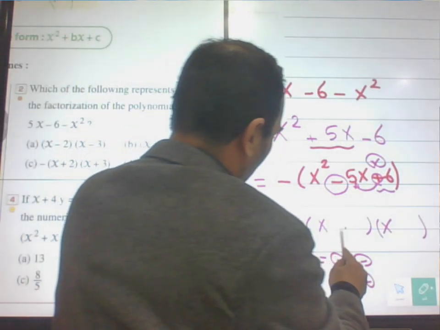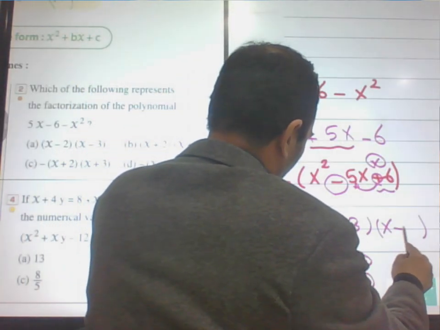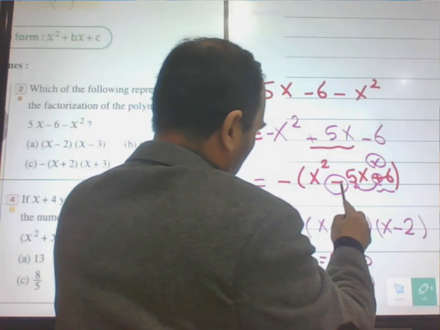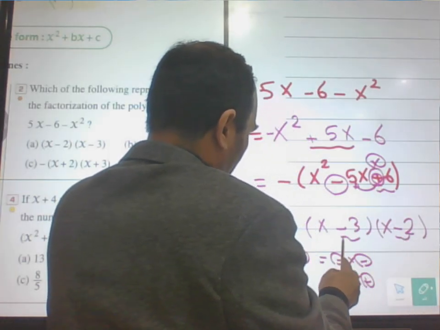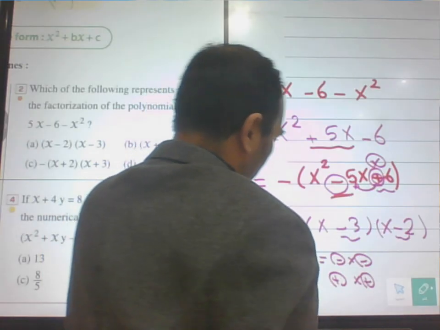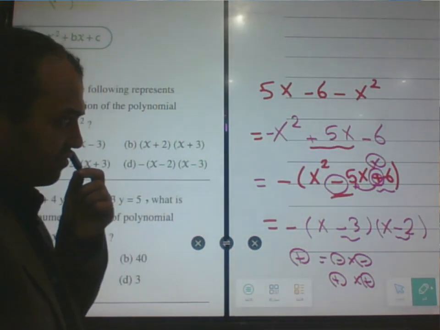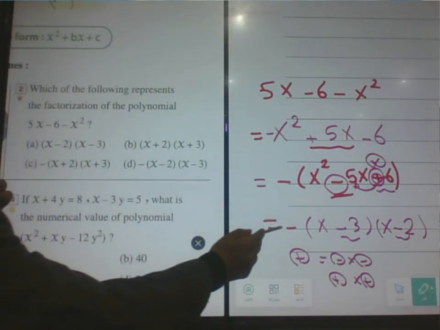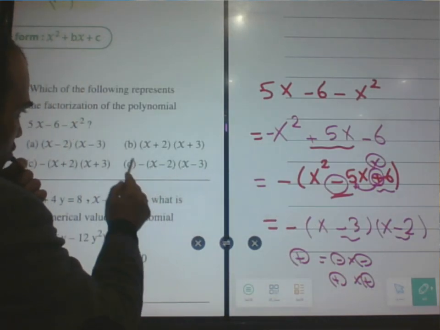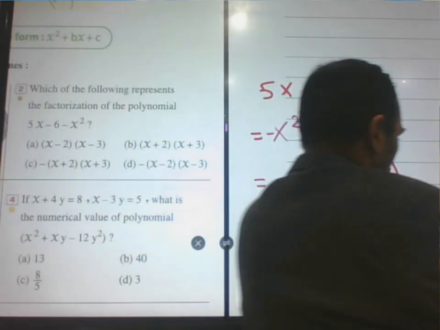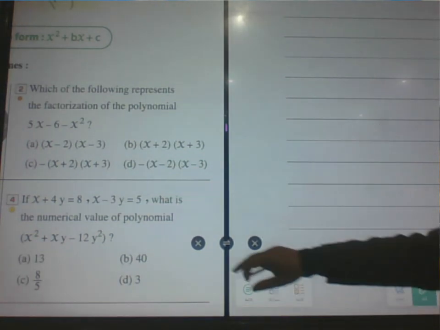Okay, negative 3 times negative 2. Negative times negative equals positive here. And negative 2 plus negative 3 equals negative 5. Okay, then the factorization will be negative, x minus 2 times x minus 3. Choose letter D. Understood?